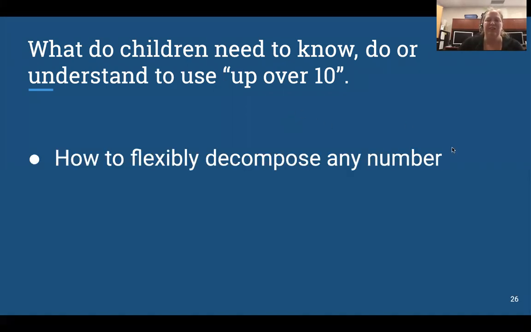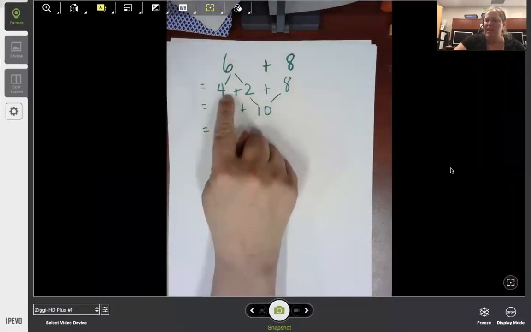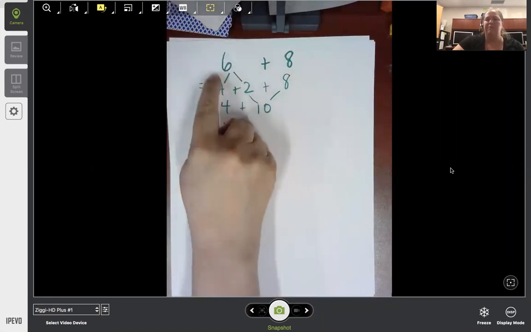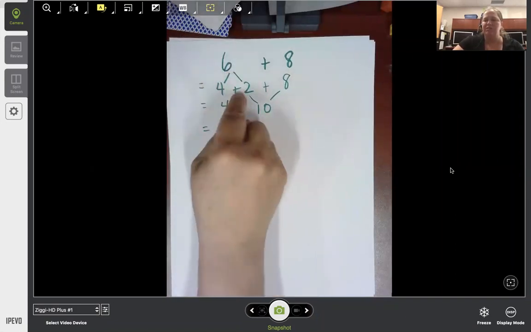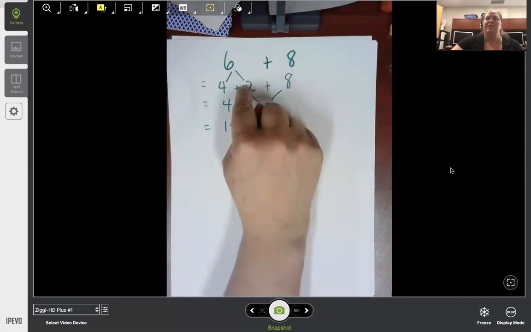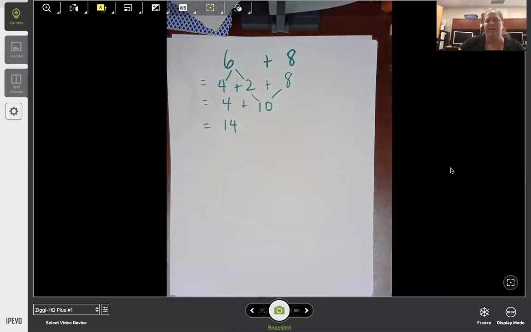So the first one is, and I shouldn't say that they're in this particular order. This is just, they need these three things. It doesn't have to be this order, but they really have to be able to flexibly decompose any number. When we were looking at this problem here, if they needed a 2, they had to be able to break up this number in whatever way they needed to get themselves a 2. If this had been a 7 and they needed a 3, they would need to break this number up in whatever way they needed to be able to get a 3.